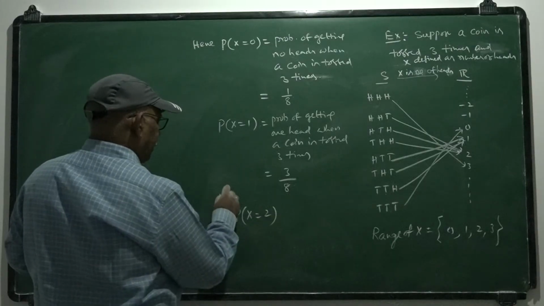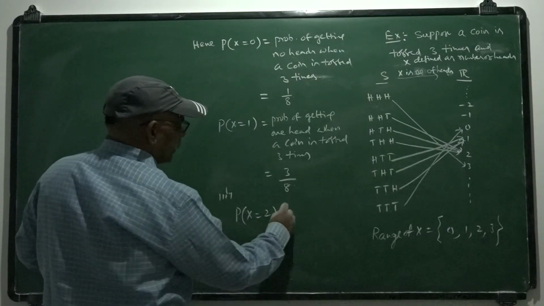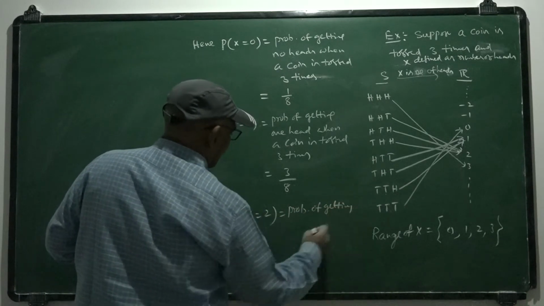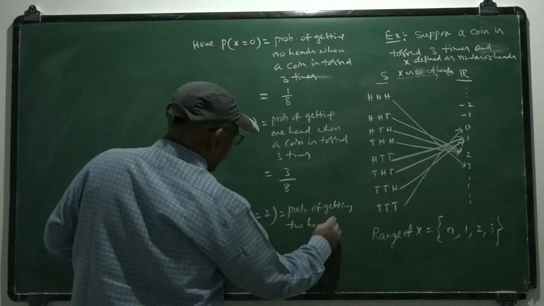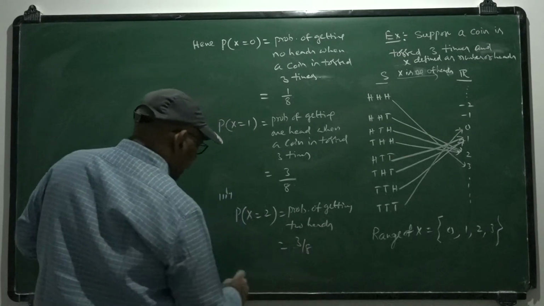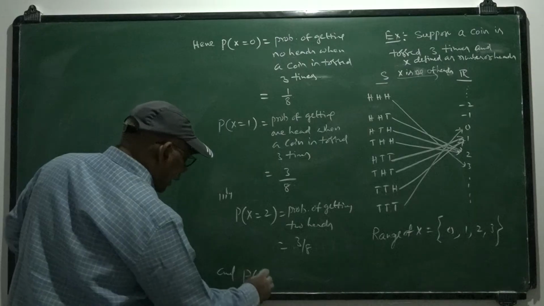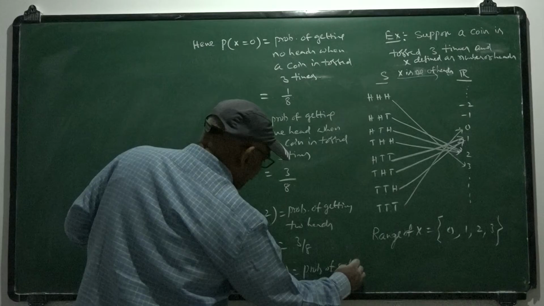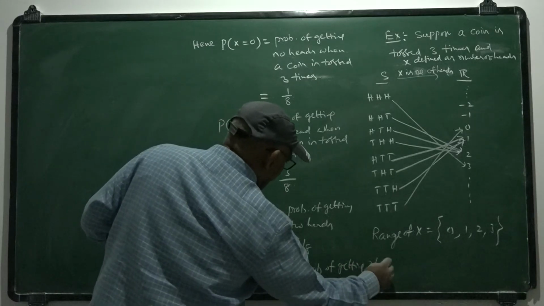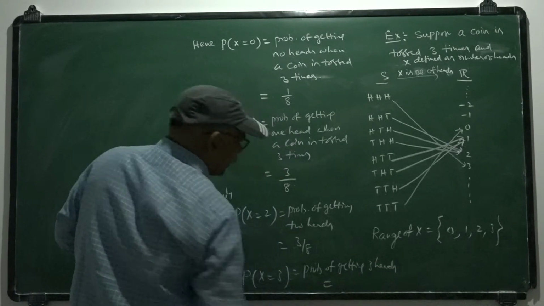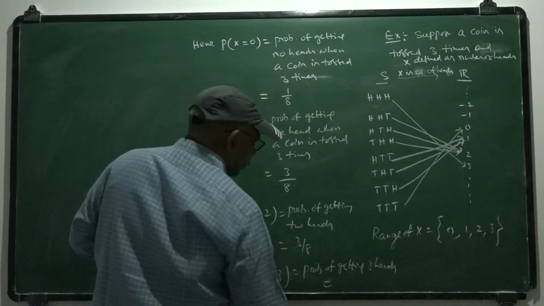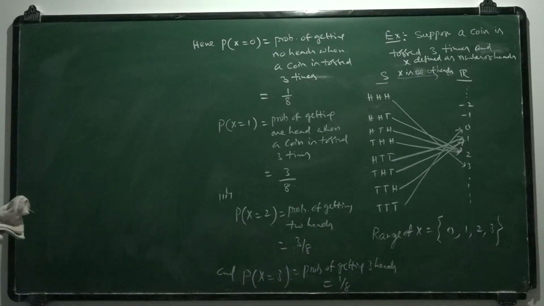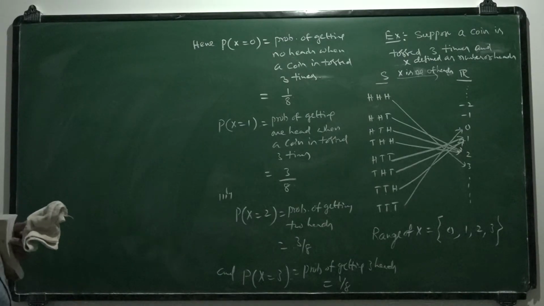Similarly, the probability of getting 2 heads is 3 by 8. And the probability of getting 3 heads when a coin is tossed 3 times is 1 by 8. So, these are all different probabilities corresponding to the values of the random variable.